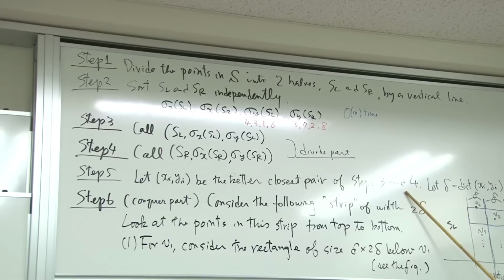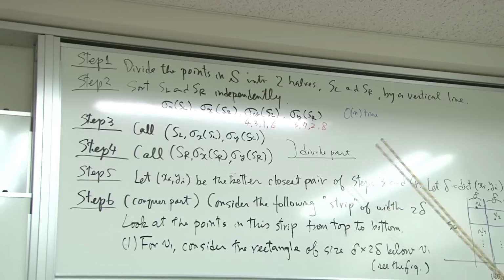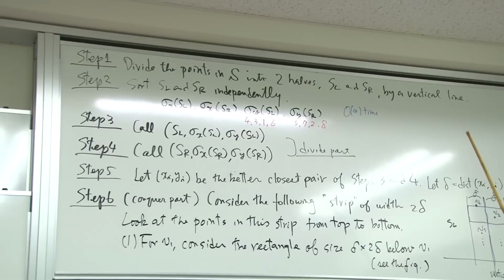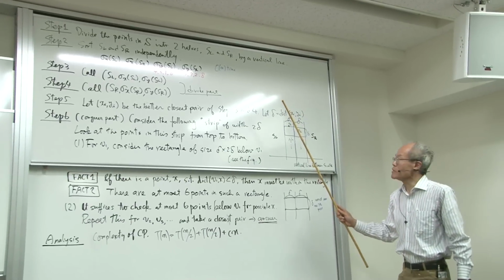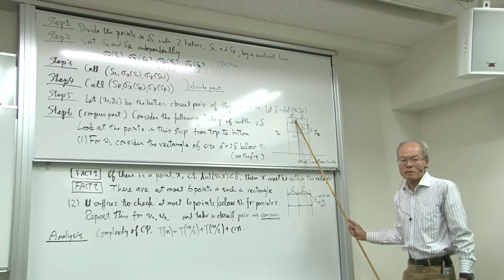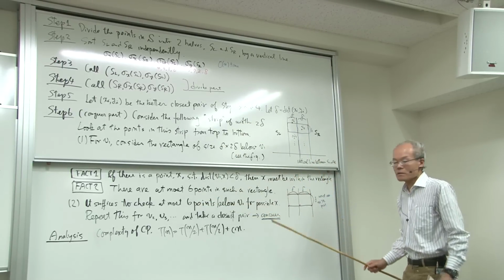So step 5 is obvious, just comparing two answers. And step 6, this is linear time. You can do this in linear time because you have to look at only 6 points below VI. So that's why step 6 is again linear time.